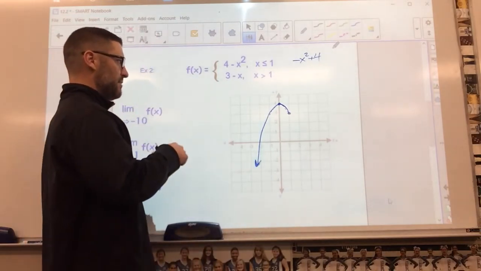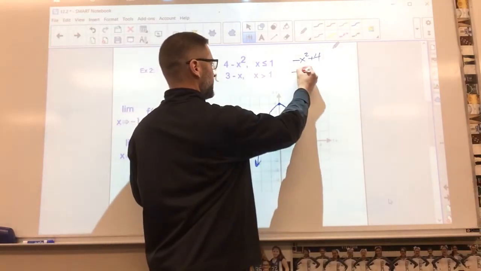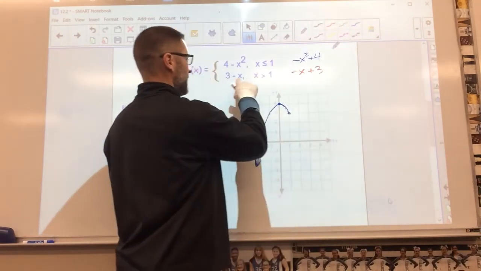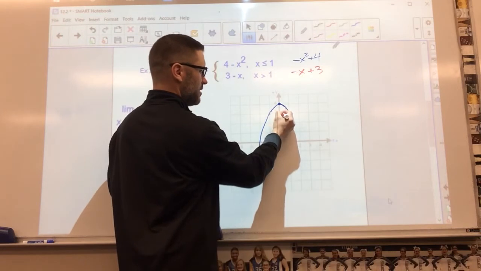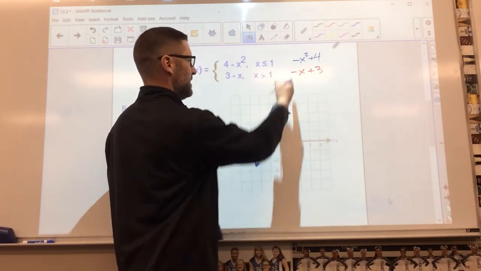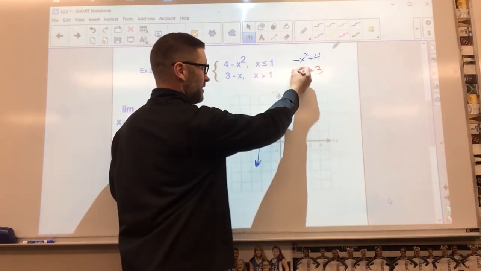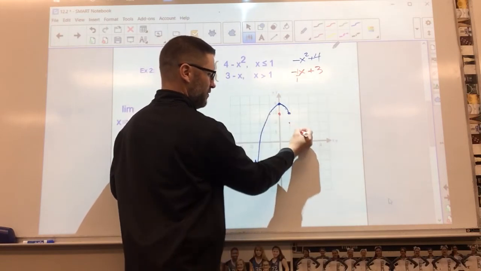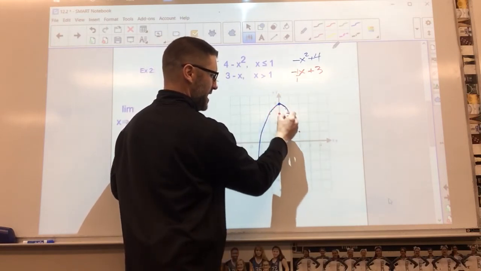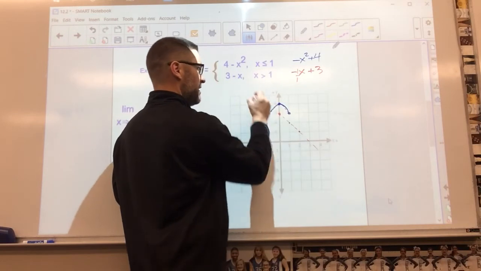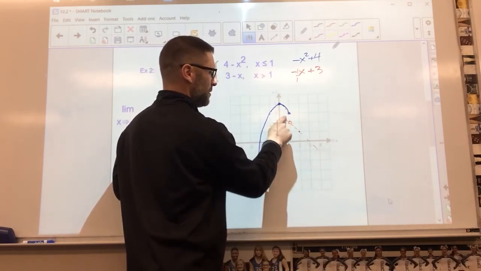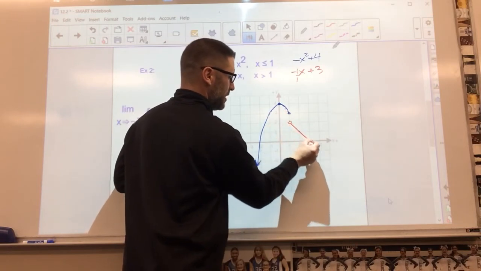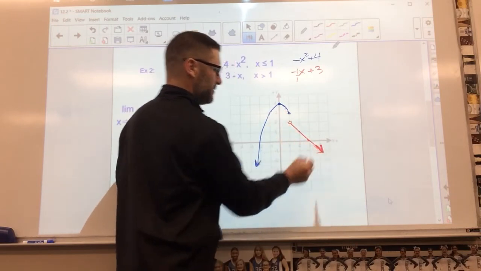The next one, I'm going to plug in negative x plus 3. I don't like how that's written, so I turned it around. I go up 3, and then it's down 1 over 1, down 1 over 1. And that graph looks like that. I want all x's greater than 1, so I'll put an open circle there, and I will make it solid.